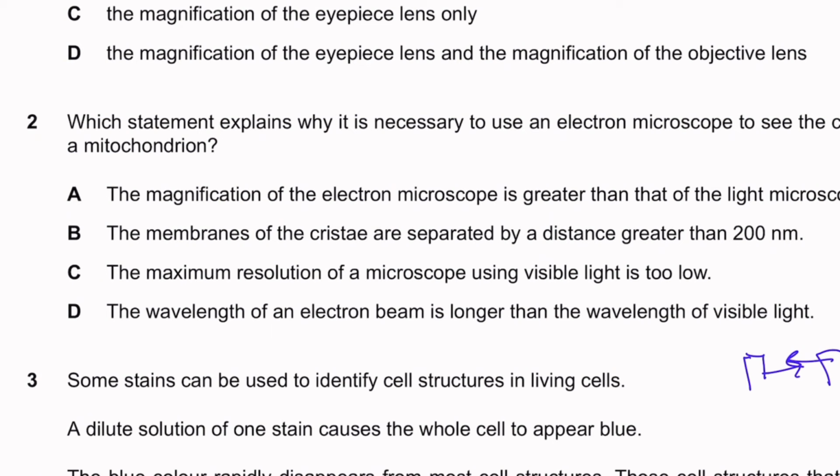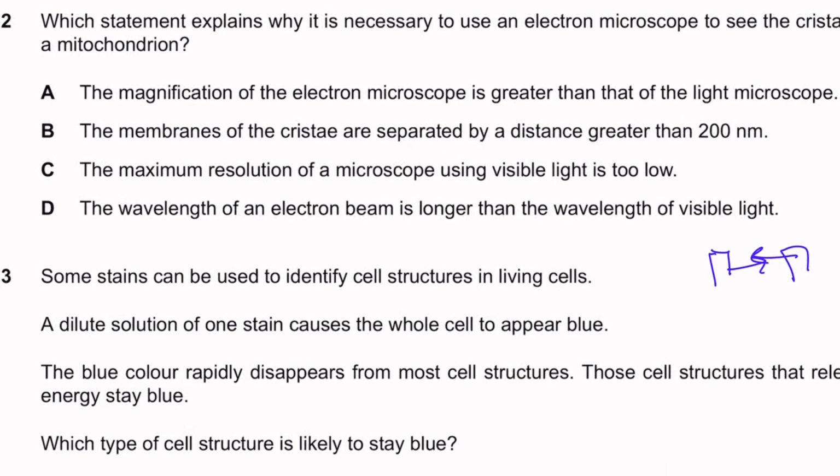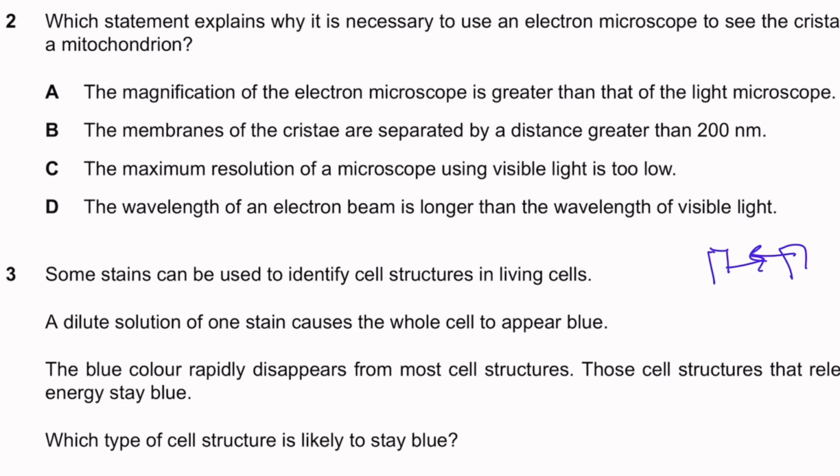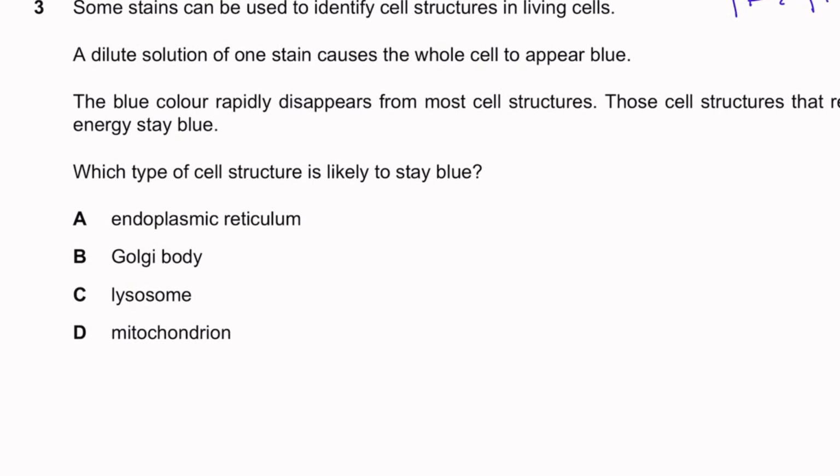And so here, let's see. The magnification of the electron microscope is greater than the light microscope. It's not about that. The magnification of the light microscope is pretty high. It's not about the magnification, it's about resolution. It's a limiting factor for magnification. The membranes of cristae are separated by a distance greater than 200 nanometers. Actually, it's less. It's 7 nanometers. The reason we cannot see it: the maximum resolution of a microscope using light is very low. Exactly. So that's C.